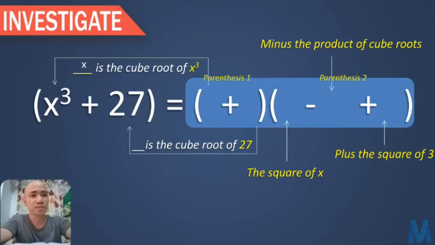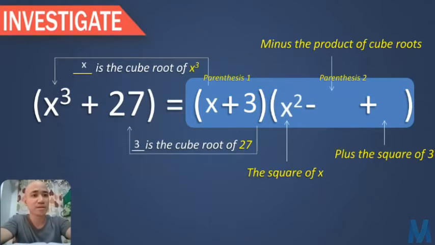So sa first term, balik kita sa first term, blank is the cube root of x cube. So ano ang cube roots ng x cube? Diba x? Okay, so munang ibutang natin sa sulod sa parenthesis. And blank is the cube root of 27. Anong cube root ng 27? Diba 3? Okay, so munang ibutang natin sa sulod sa gamay nga parenthesis.